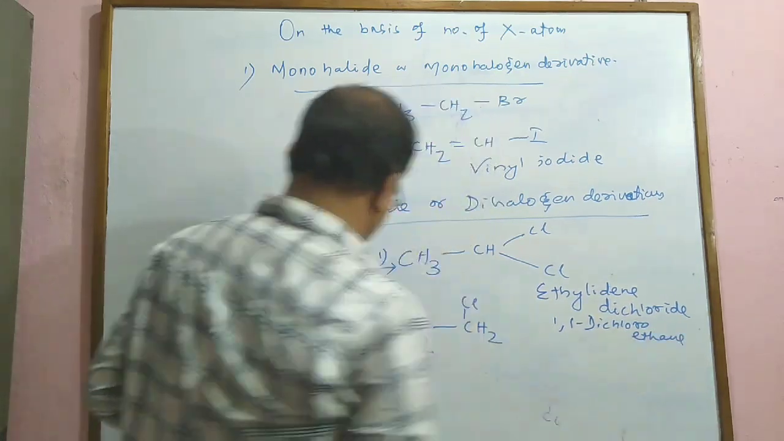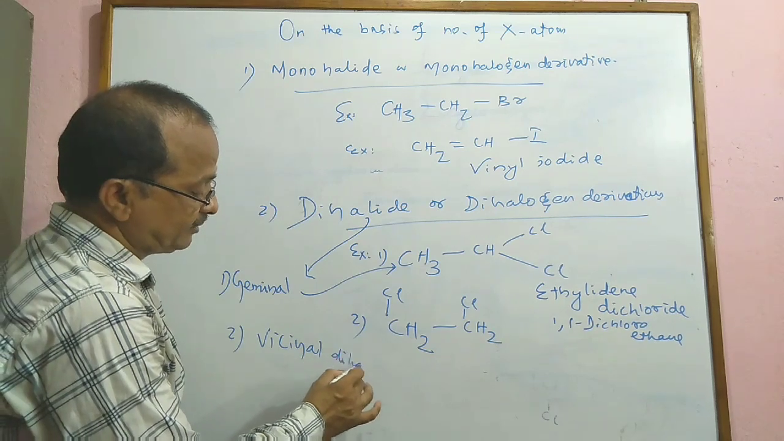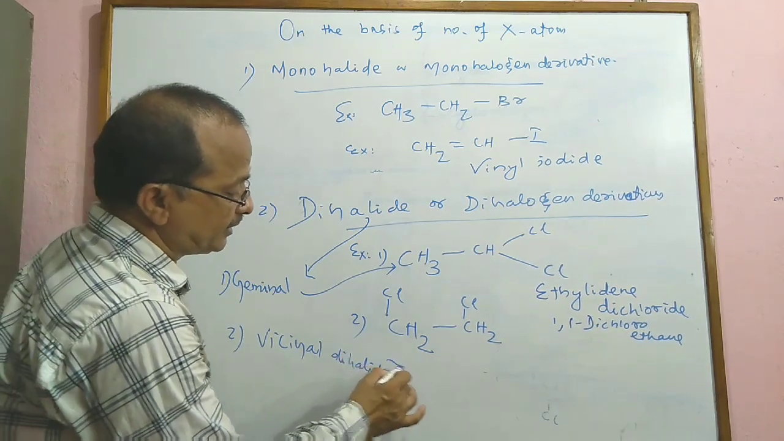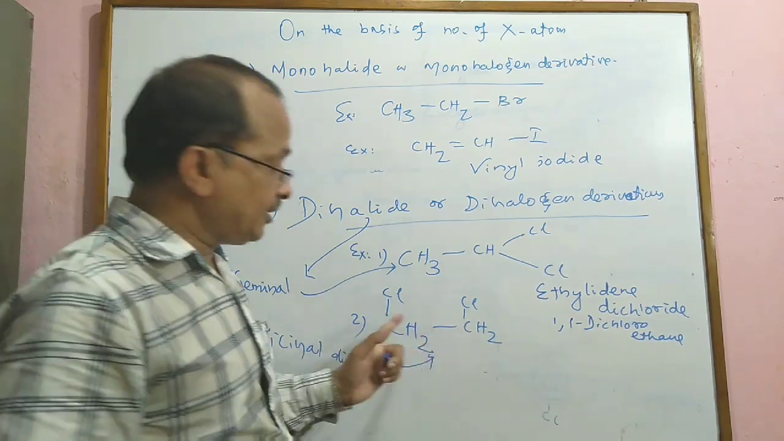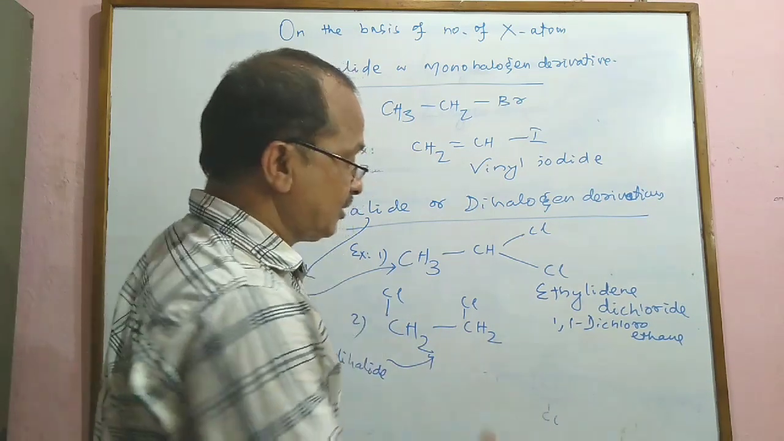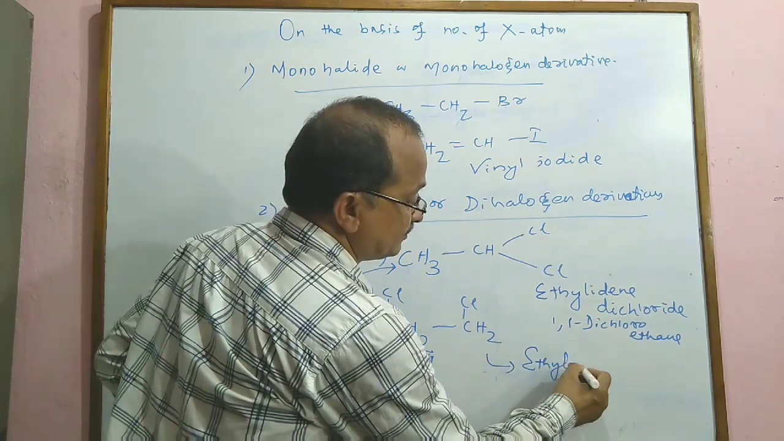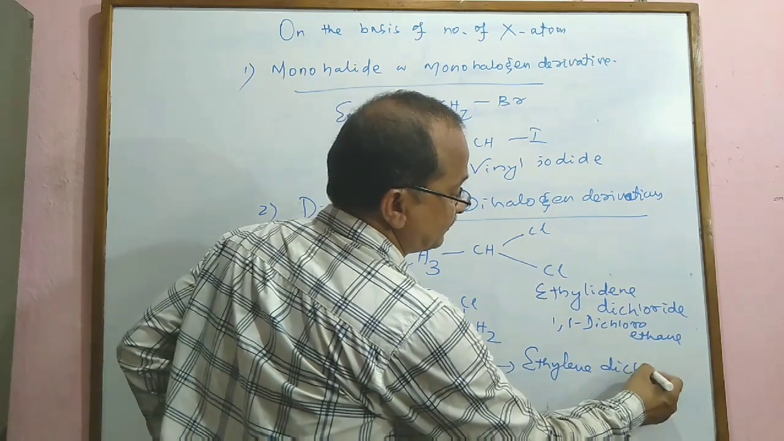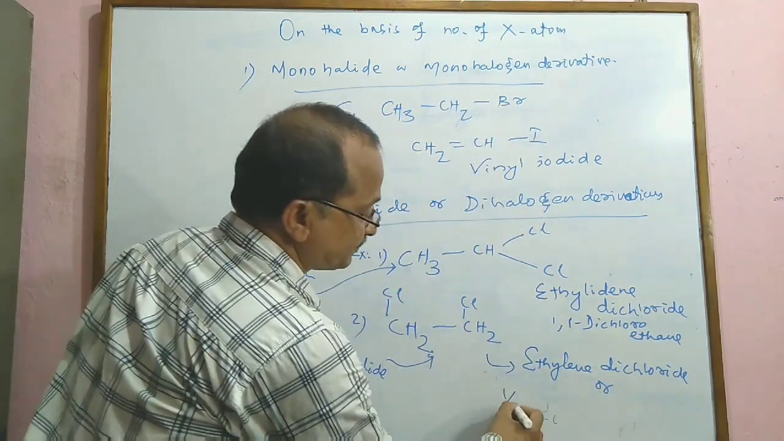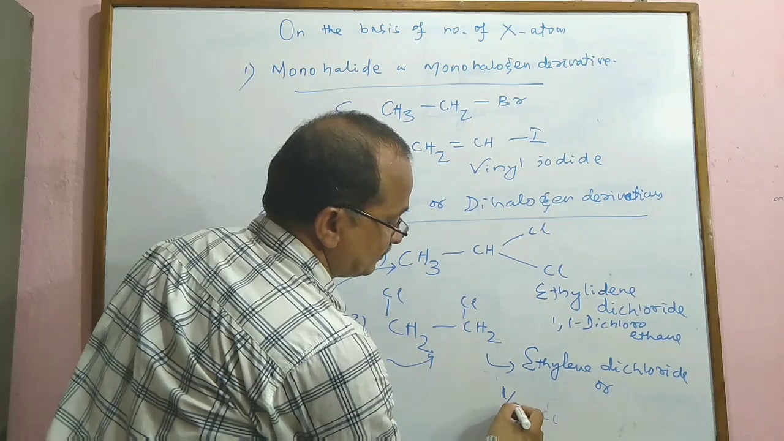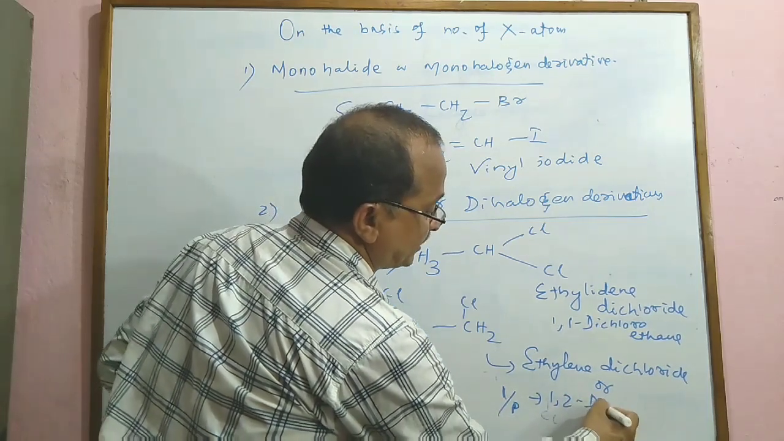Next is vicinal dihalide. In a vicinal dihalide, two halogen atoms are attached to adjacent carbon atoms. Here, carbon atoms 1 and 2. Its name is ethylene dichloride, or in IUPAC name it is named 1,2-dichloroethane.